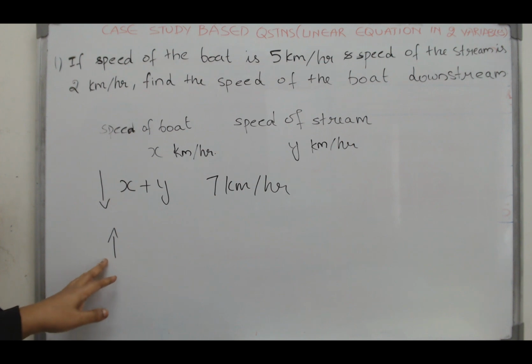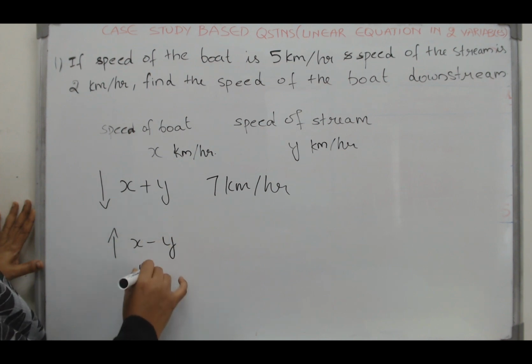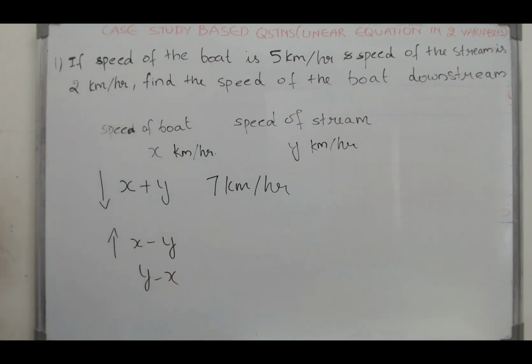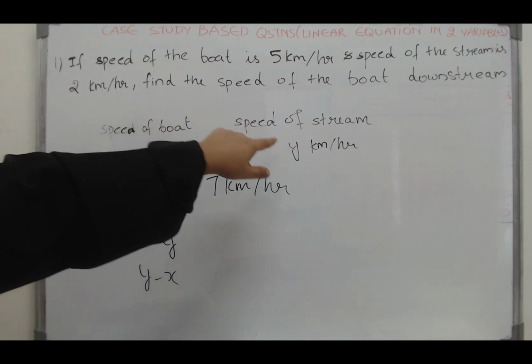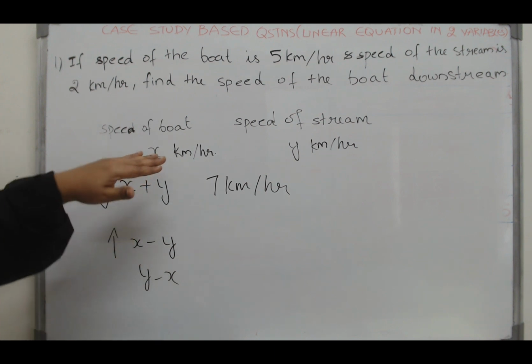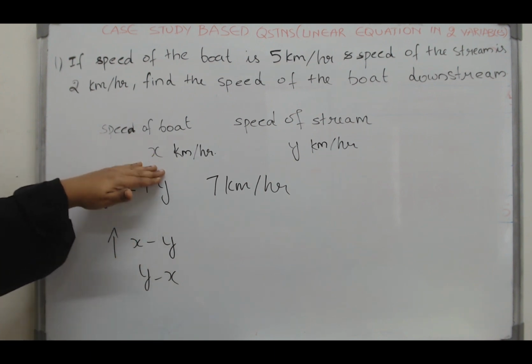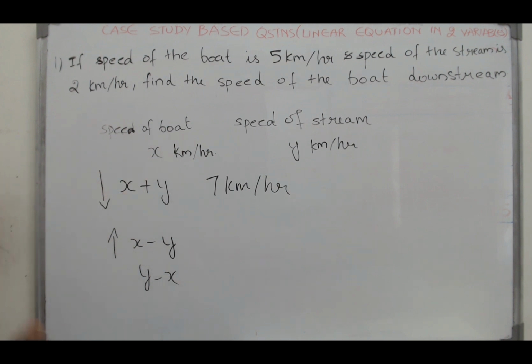But what if it is traveling upstream? Then what happens? Tell me whether it will be x minus y or y minus x. What will be the correct option? Will the speed of the boat be more or the speed of the stream be more? In regular circumstances, it will always be the speed of the boat which is more. Why? Because it is run by an engine, right? So obviously that will be more. So your speed of the stream will be less. That is in regular circumstances.